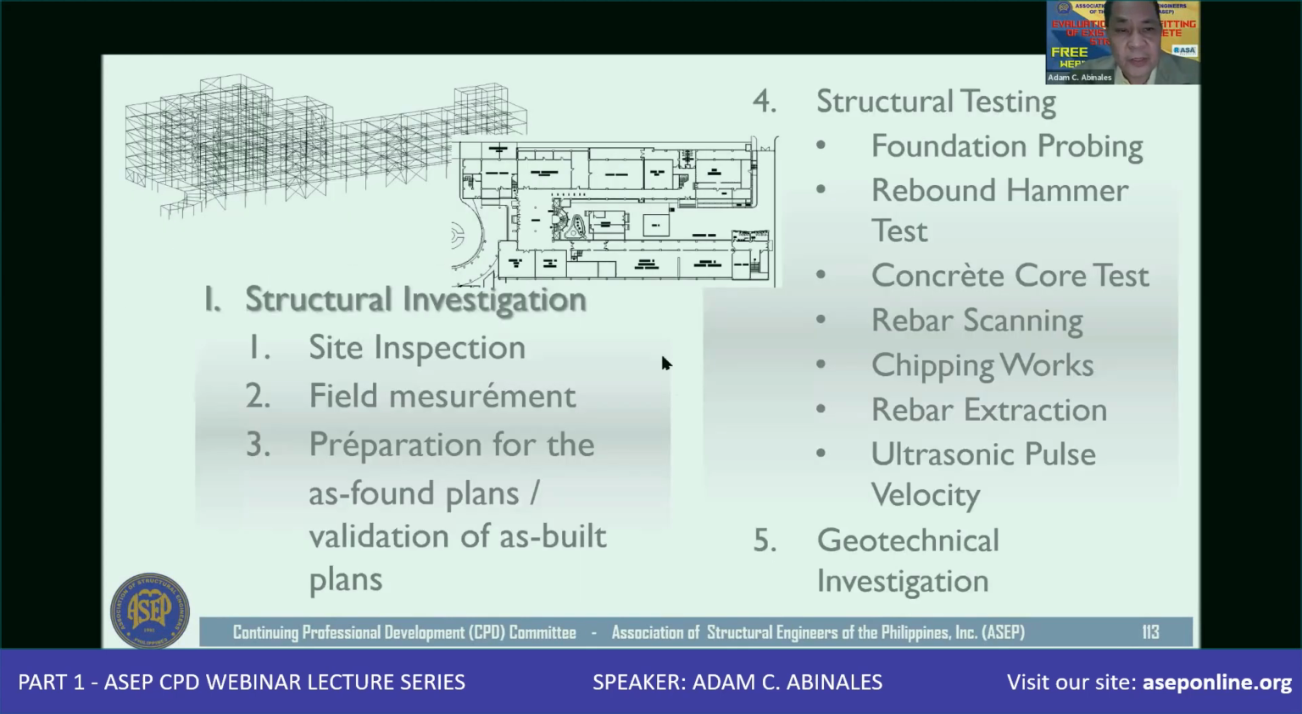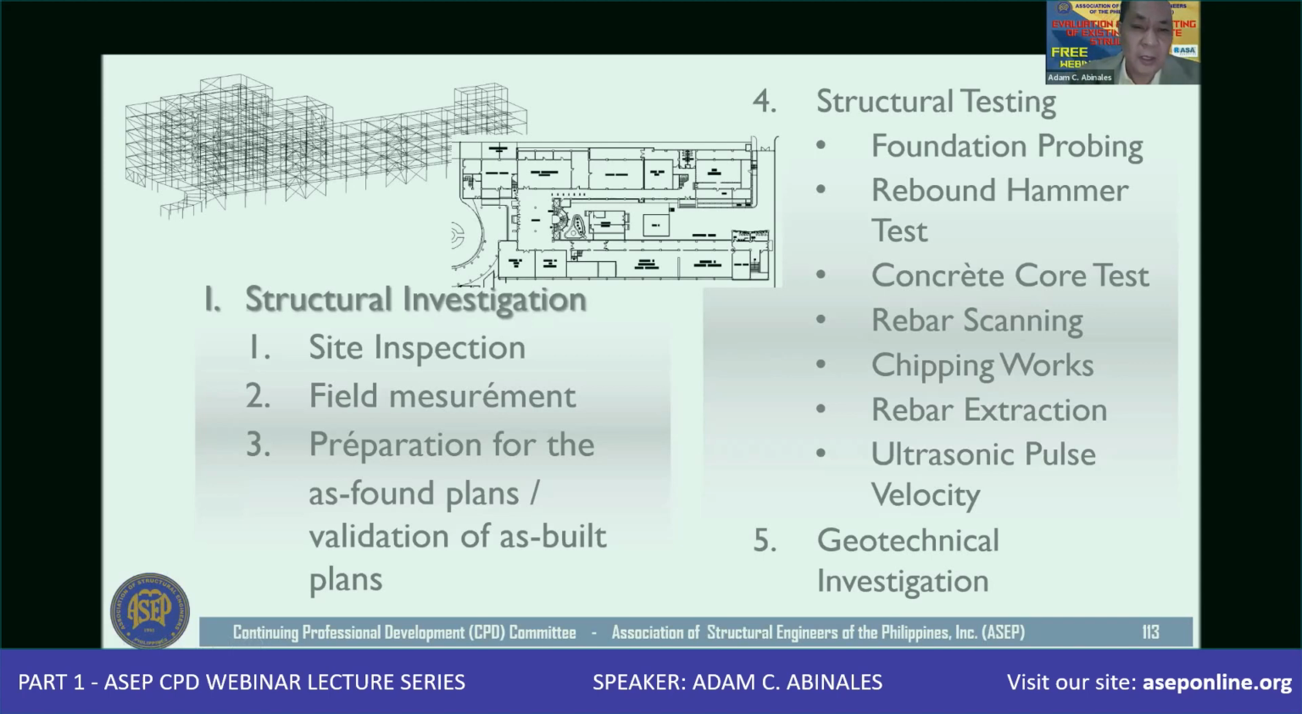So we did first structural investigation. We do site inspection. We do field measurement. We prepared the as found, not the as built, because this building is I think in the 60s and the 70s, and there's no more as built. So if there is an available as built, then you validate. Then if there is none, then you have to prepare the as found. Then you do the testing, no? Because you cannot do the as found without conducting all this testing. You have to do the probing of the foundation.